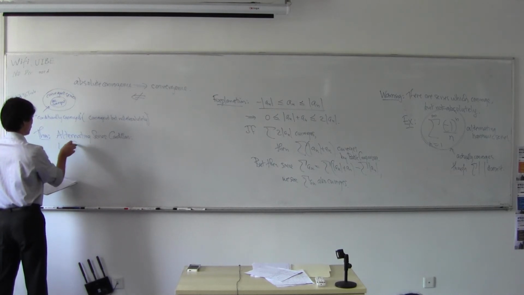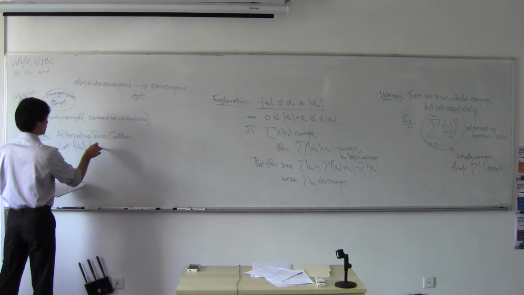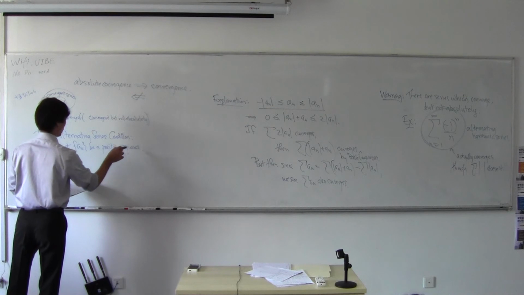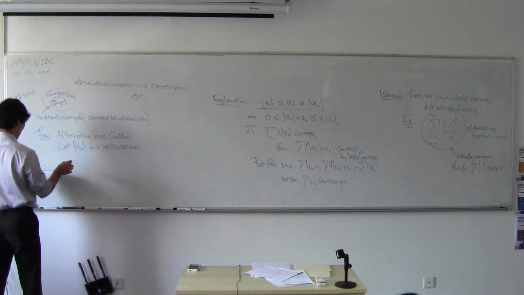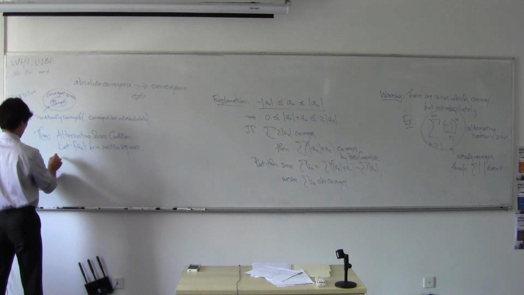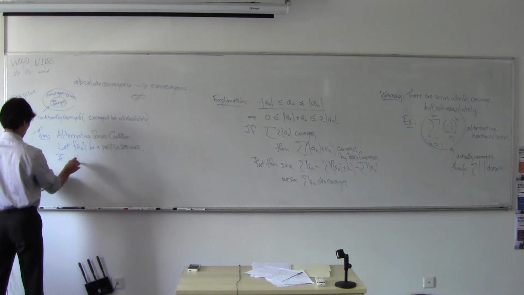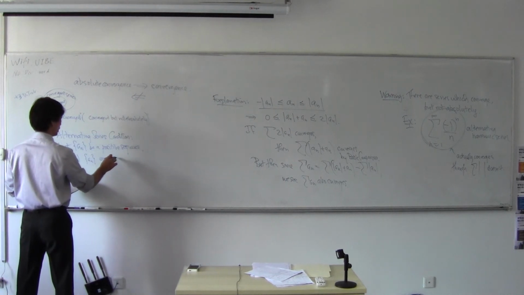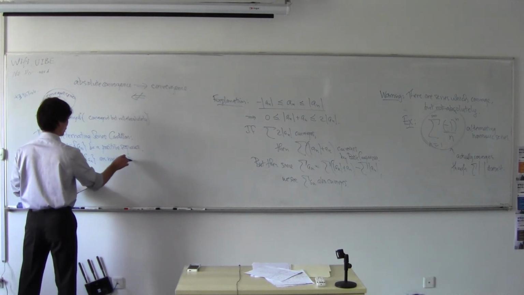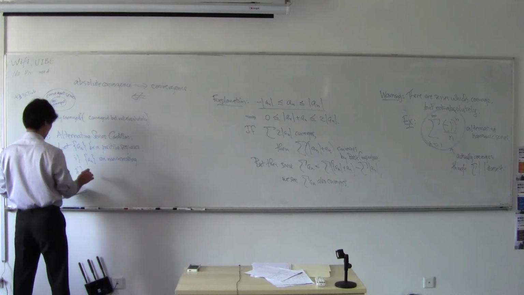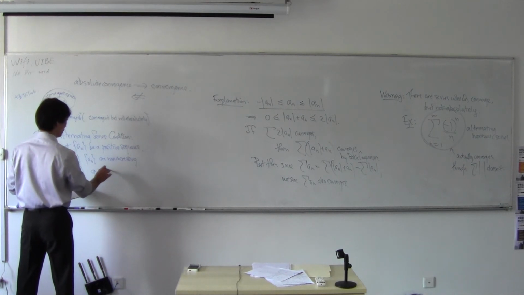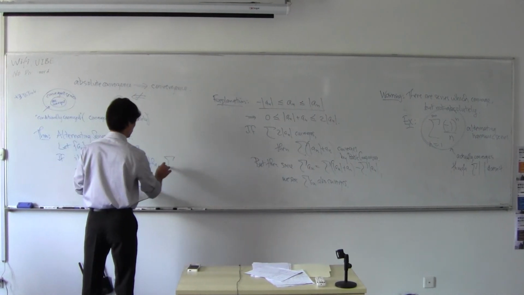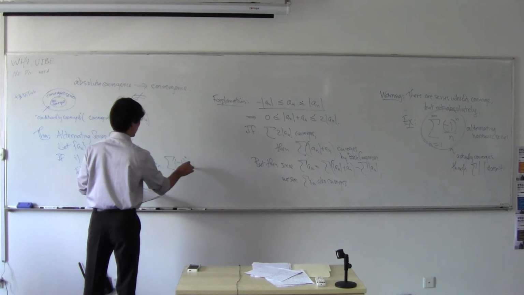Let A sub n be a positive sequence. If the A sub n are non-increasing and the A sub n go to 0, then the summation of (-1)^n A sub n converges.